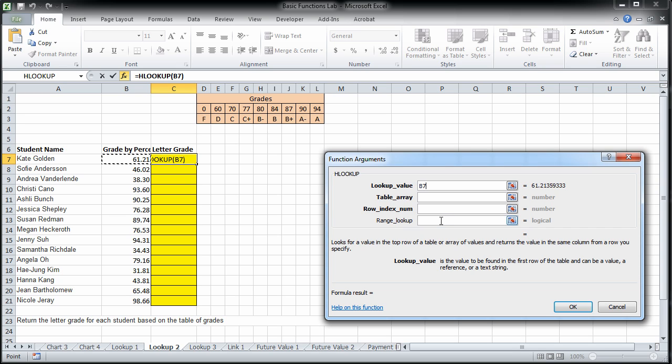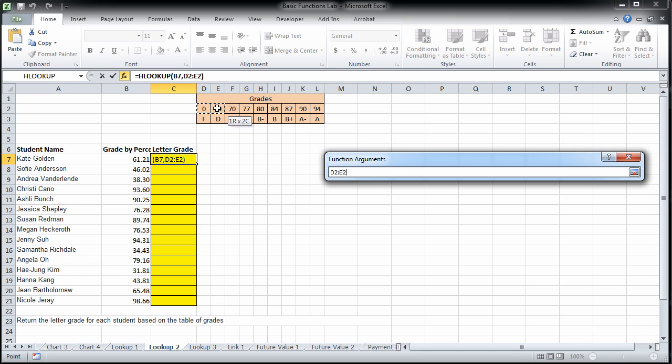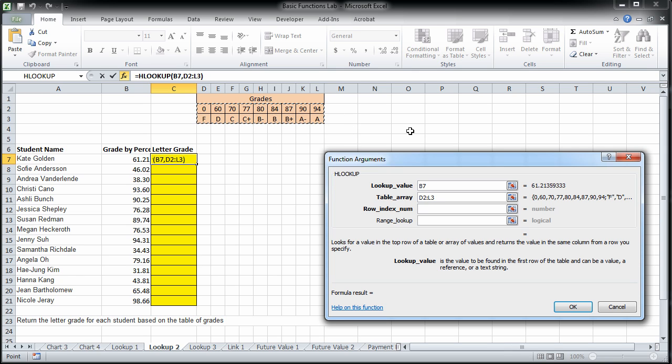So remember down at the bottom here, that true false is going to come in handy. Our table array is going to be now, this is our array. I again am going to make it absolute. And instead of the column to return, it's the row. Well, I don't want to return row 1 because that's what I'm looking up. So I'm going to return row 2. If you said 2, you're absolutely right.